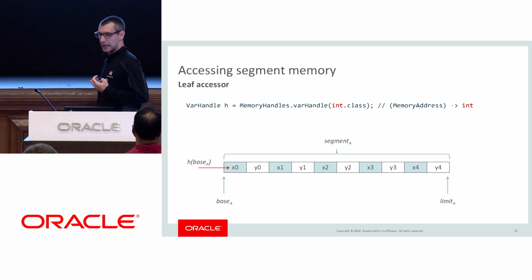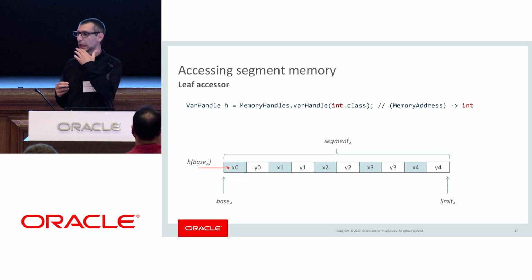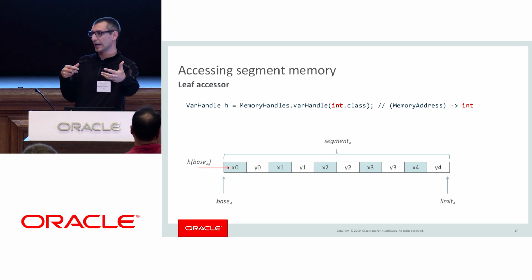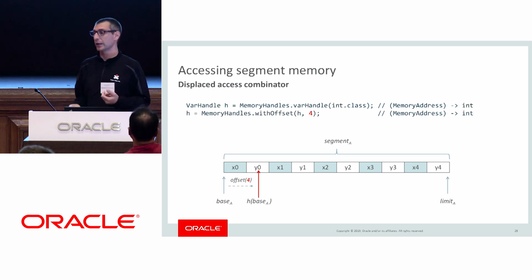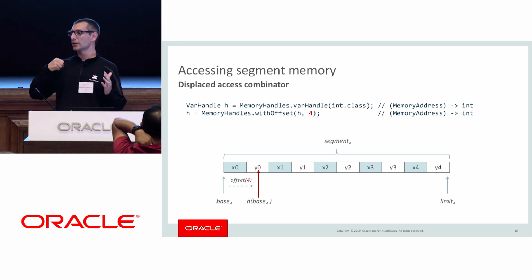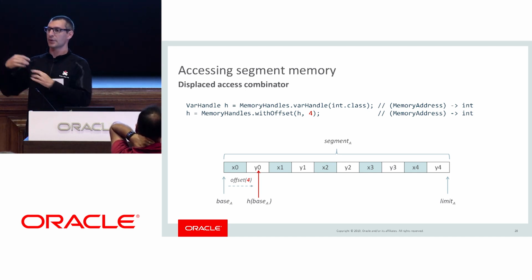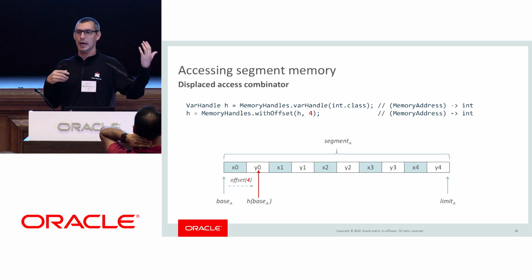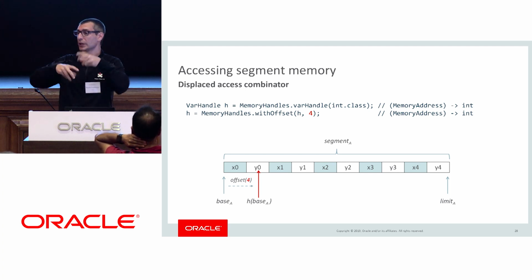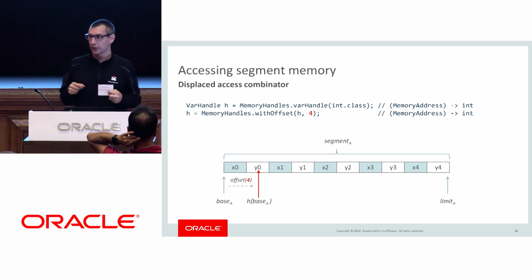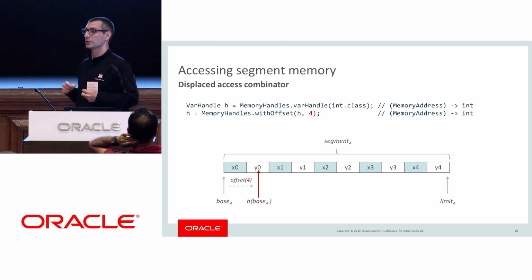What if I wanted to get y0 instead of x0? Well, there are 2 ways to do that. One is I can take the base address and move it by 4 bytes, and then use the same VarHandle that I have now. Or I can create a new VarHandle that has some static displacement attached to it. This VarHandle will take the incoming address, offset it, and then do the dereference at that particular address. This is useful because I can keep my VarHandle static and my memory address static, and all the computation is done inside the VarHandle, so it can be optimized very well by the JIT.